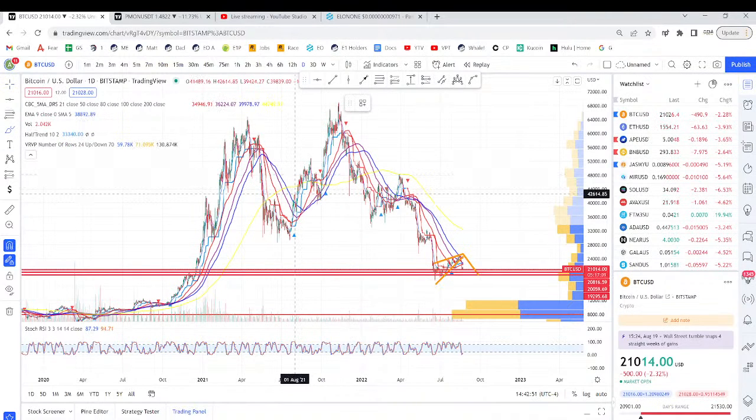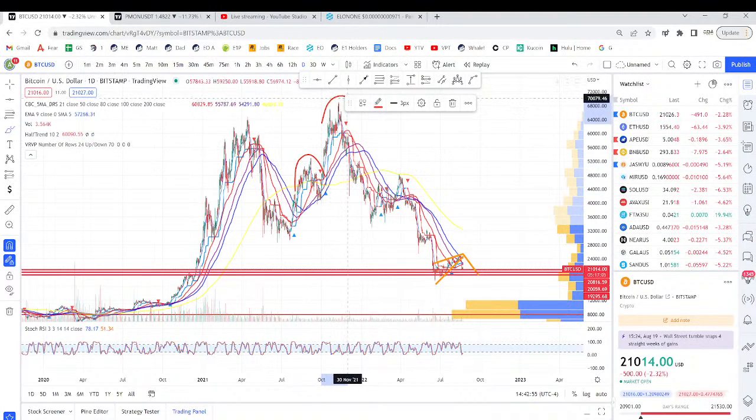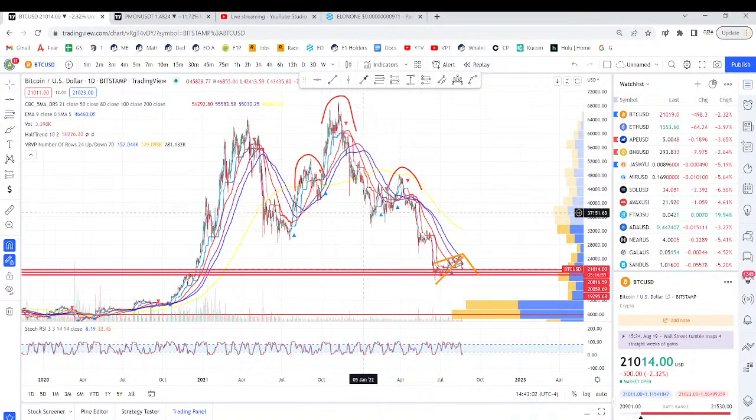And look at this. I mean, you can call it what you want. Maybe it's not. But look, there is a possible head and shoulders happening on Bitcoin that I just saw right now, which is an extremely bearish pattern on the daily chart.